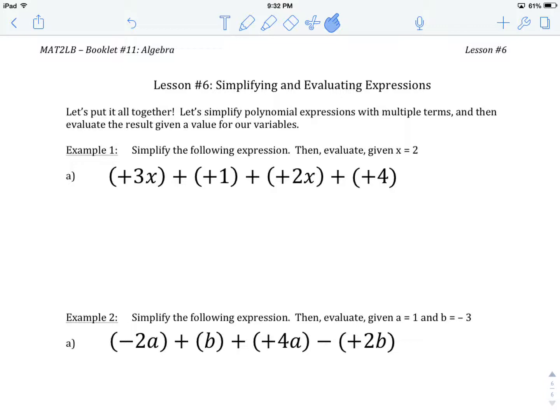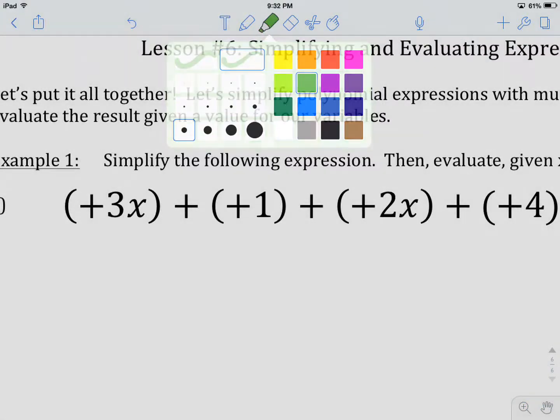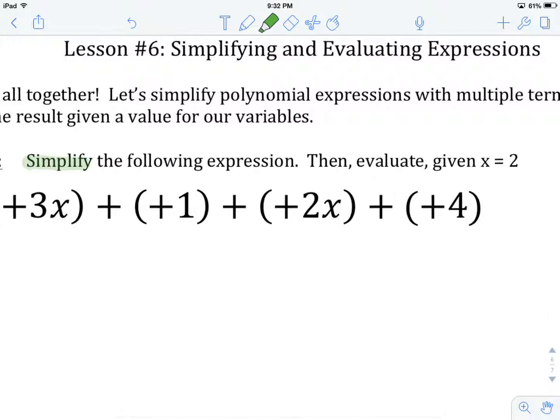So we're going to jump right in with example number 1. Simplify the following expression, then evaluate given x equals 2. So I want to point out that there are two distinct things happening here. The first thing you're being asked to do is to simplify the following expression. If I were your teacher and I were going to be assessing you on this, I would want to see that you knew how to simplify the following expression by gathering all the like terms together and then combining them like integers. The second thing I would be looking for in the assessment is your ability to evaluate given a particular value for the variable. So in this case, given a value of x equals 2. So two distinct things we're looking for.